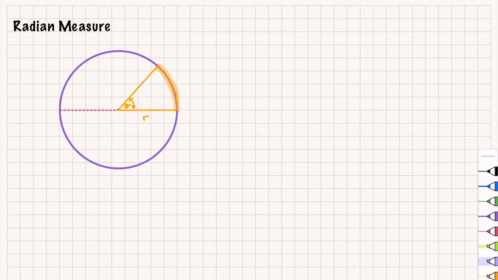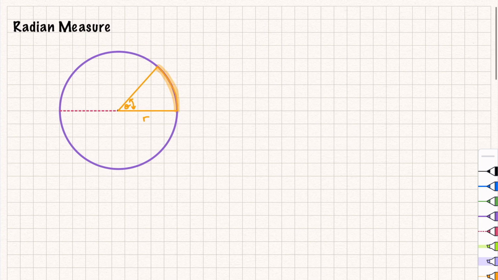Today we're going to look at radian measure. Now for trigonometry, we are going to look at a lot of the same concepts from grade 11. However, instead of degrees, we will be using a different measurement called radians. Radian measure is defined as the arc length, A, divided by the radius, R, of a circle.